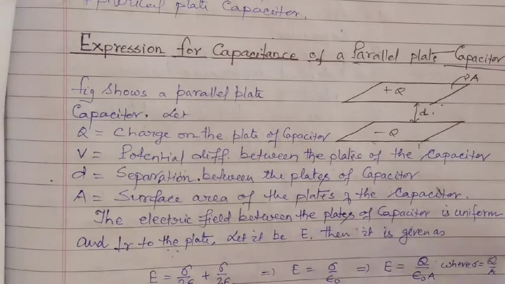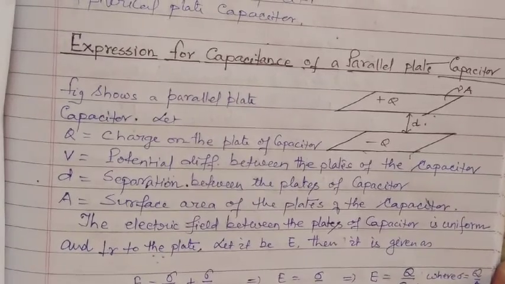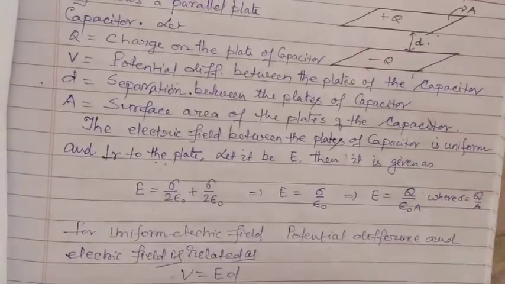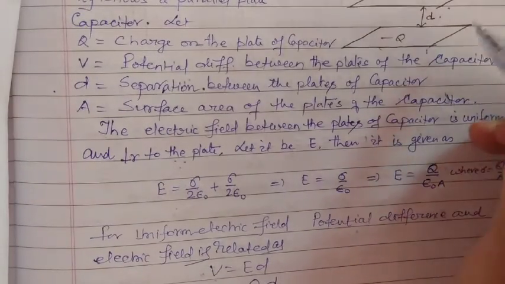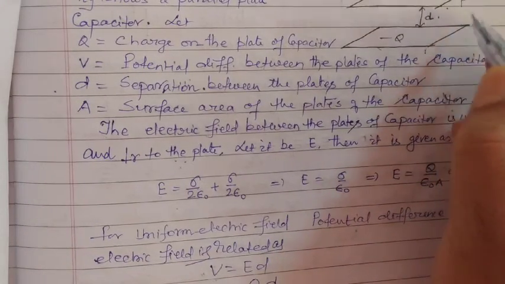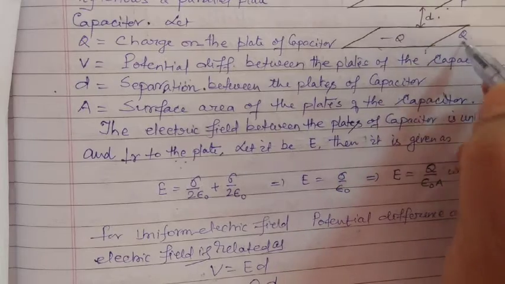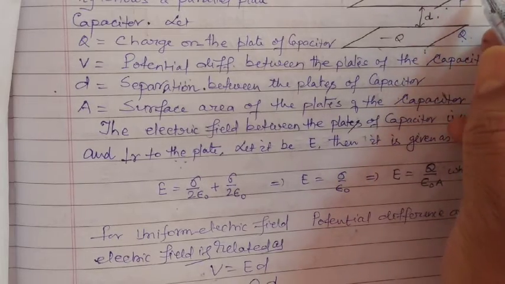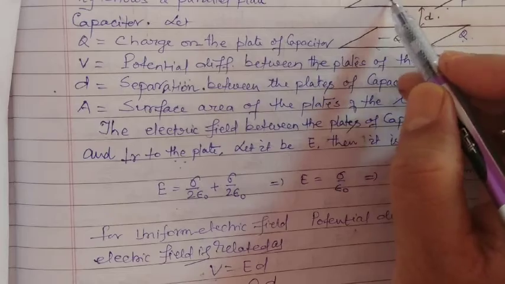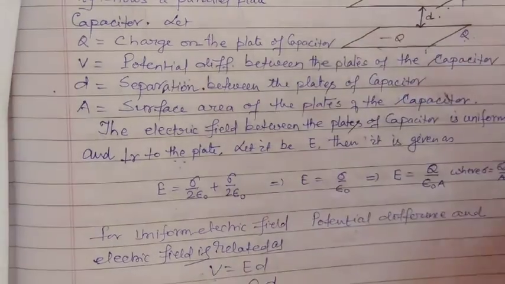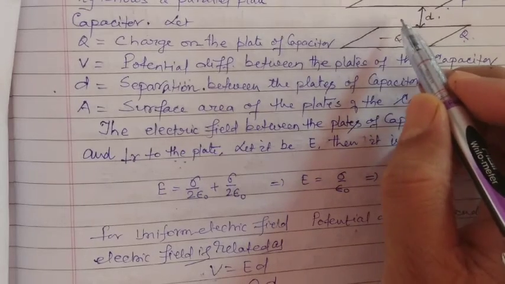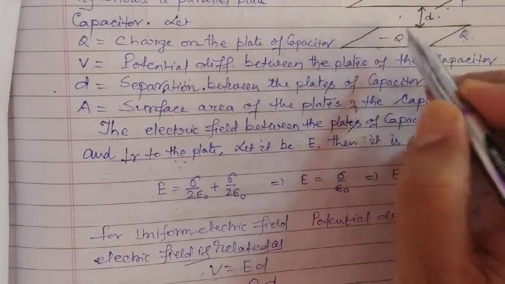You can see in the diagram, P and Q are the two metallic plates having cross-sectional area A. They are carrying charge +Q and -Q. They are separated by a distance D. Now you can find the electric field between the plates.